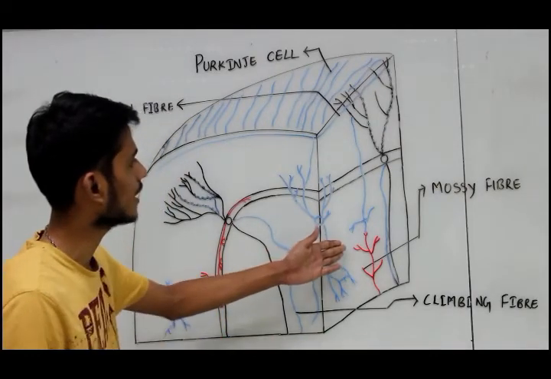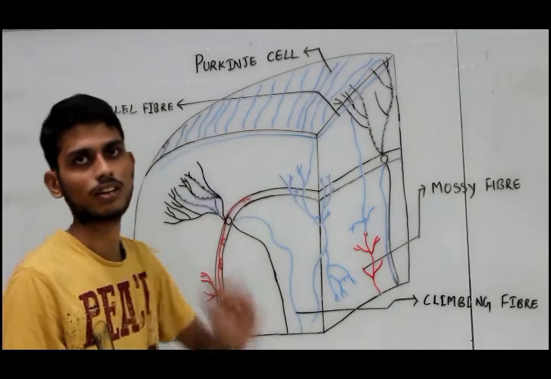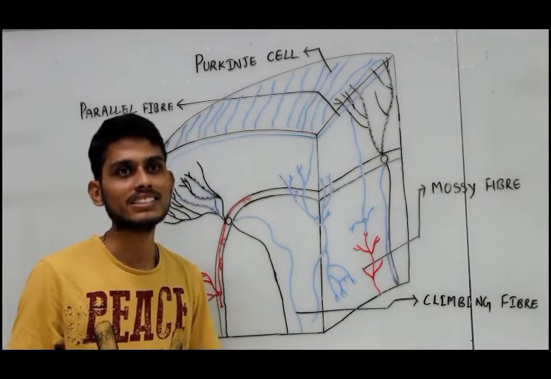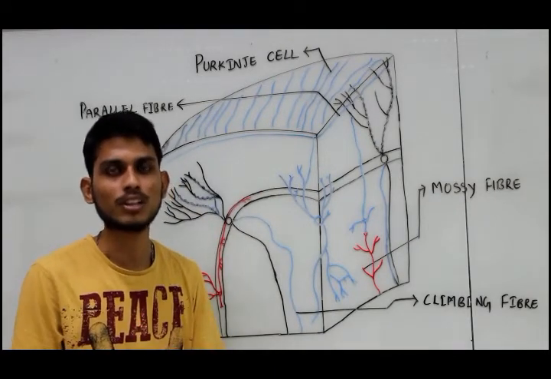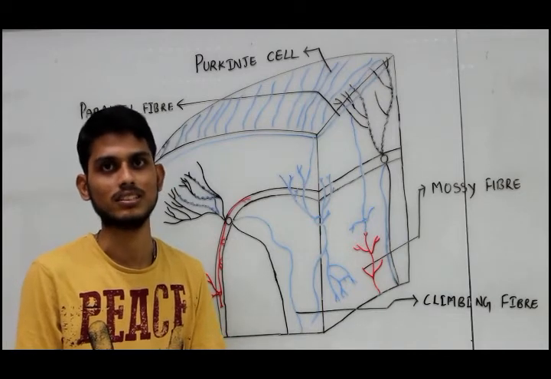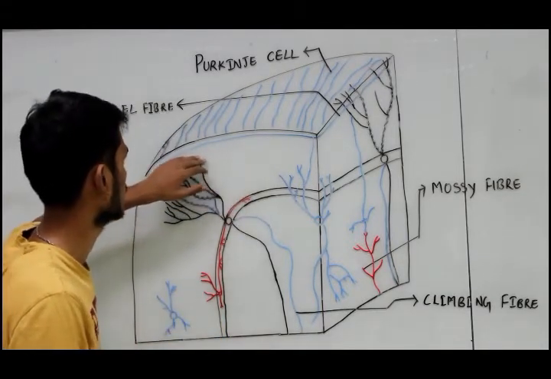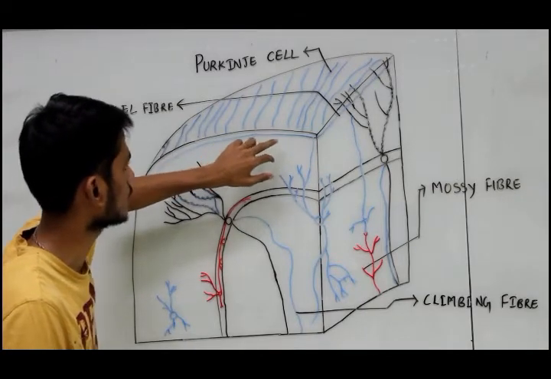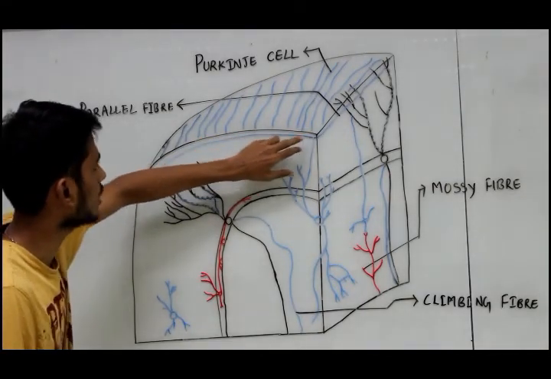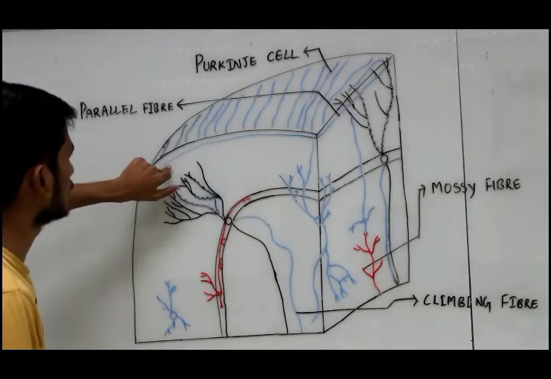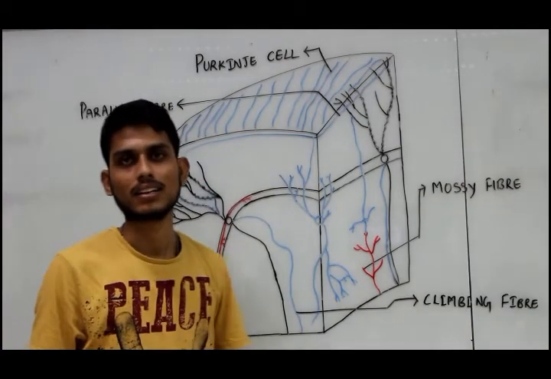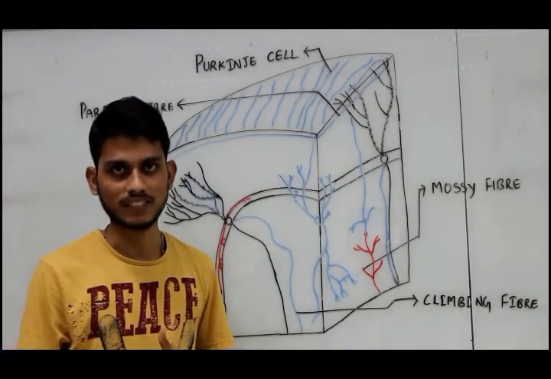The axons of the granule cells go upwards toward the cortex surface, and each axon bifurcates in the molecular layer in opposite directions, which are also called parallel fibers. These are called parallel fibers because they run along the axis of the cortex folds and mix with the Purkinje fibers.